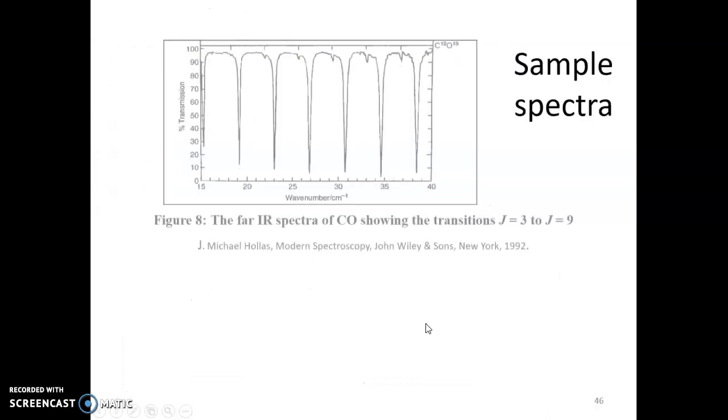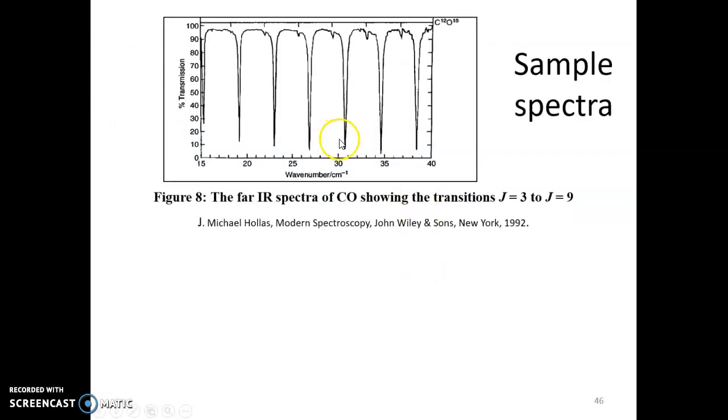So this is an example of a spectrum that was obtained in the lab. We see the peaks are at an equal distance apart. We're not going to worry about these little peaks; that's from some form of noise. So this is the J 2 to 3 transition, 3 to 4, 4 to 5, 5 to 6, and so on and so forth.